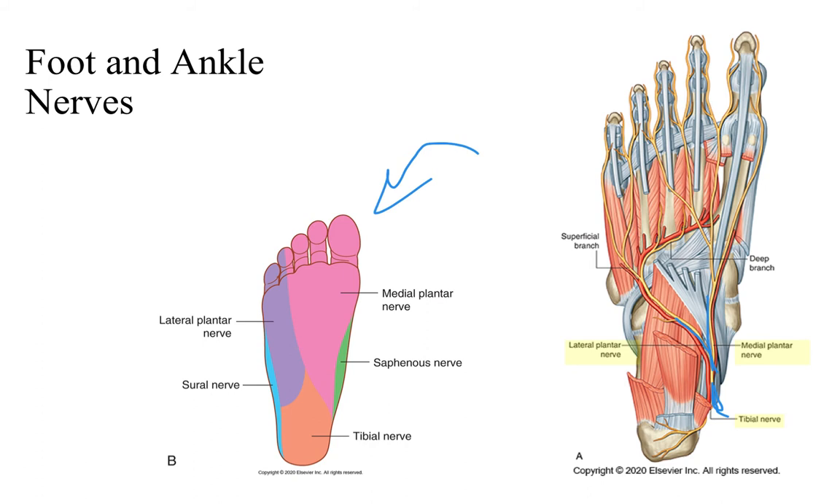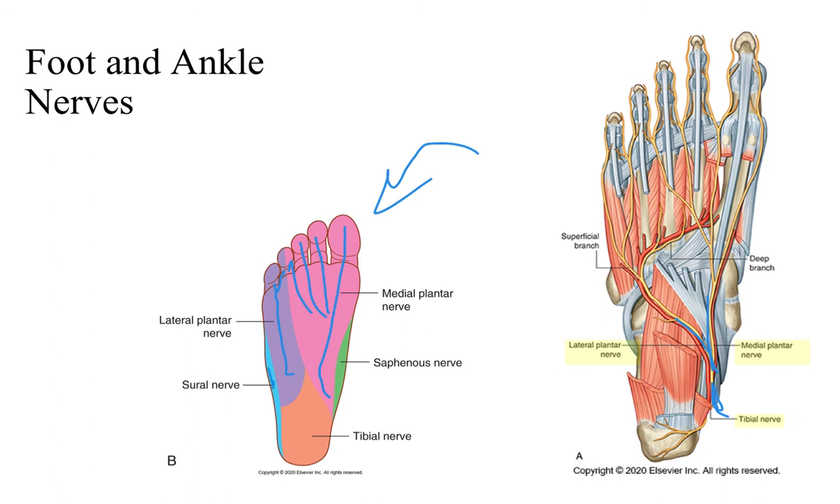So the medial plantar nerve goes to toe 1, 2, 3, and half of toe 4, whereas the lateral plantar nerve would go about midfoot to toe 5 and half of toe 4.